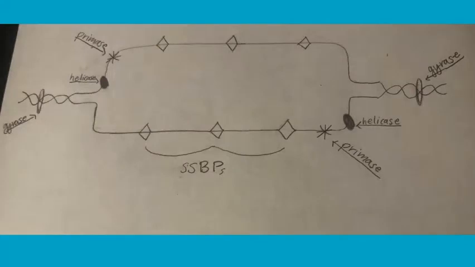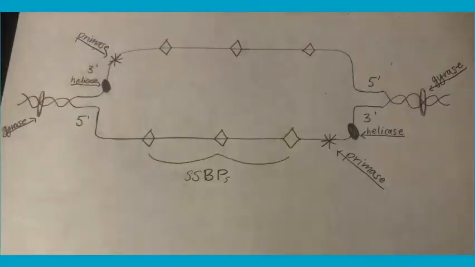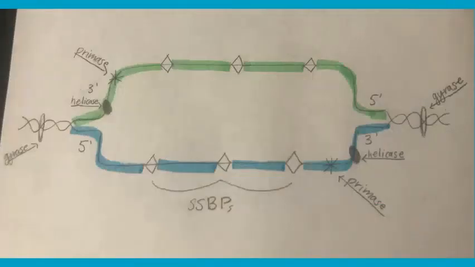RNA primase will put down the RNA primer so replication can fully begin. The primer is put down from 3' to 5', so I will label the ends like this. Notice the opposing ends because the DNA is anti-parallel. Replication happens from 5' to 3'.